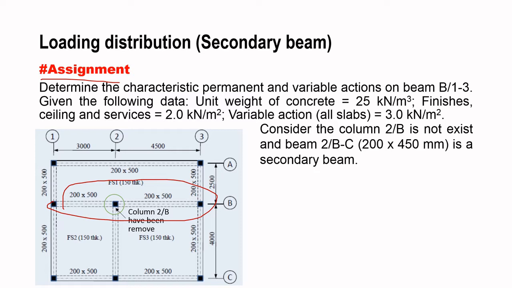Given the following data, the unit weight of concrete is 25 kilonewton per meter cube. Finishes, ceiling and surfaces is 2.0 kilonewton per meter square. Variable action for all slab is 3.0 kilonewton per meter square. So consider the column B2, 2B, which is removed, and then the beam 2BC, 1200 times 450 mm, is a secondary beam. Means now you need to calculate the loading of the secondary beam and then distribute it to this beam 1 to 3B.